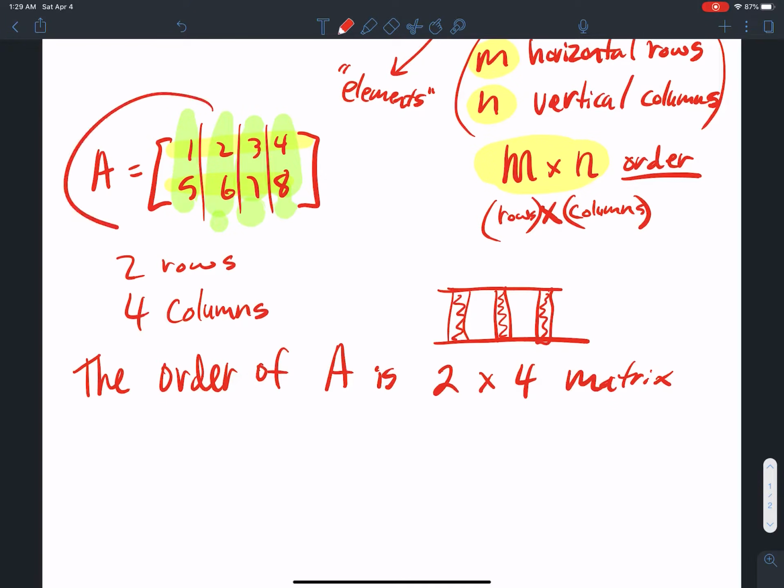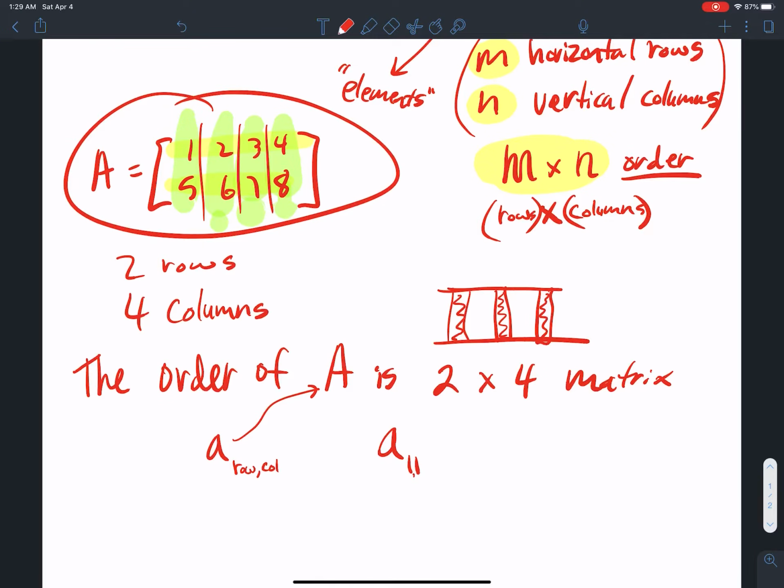So you might be asked to find the type. Now, these elements are named by the lowercase of whatever the letter is that represents the matrix. The first part is the row, and the next part is the column. So if I say A11, that means first row, first column. So that would be 1. If I said A12, that's the first row, second column, so that would be equal to 2.